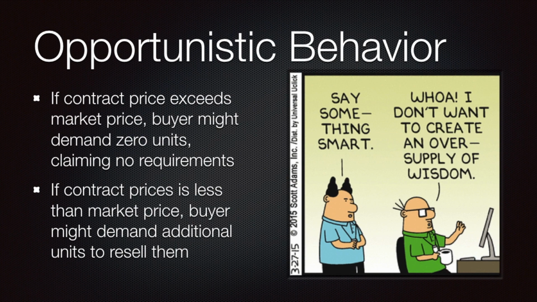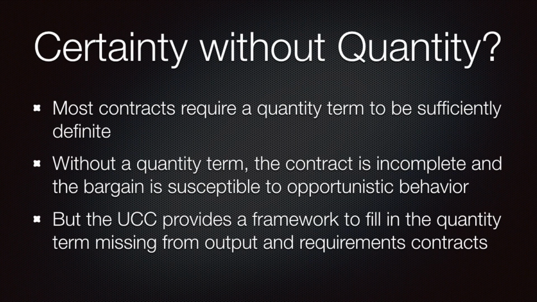If you have a contract to purchase all of your pencils from Office Depot, and the contract is for 2 cents a pencil, and for whatever reason the price of pencils on the world market has dropped to $1.50 a pencil, you don't want to spend $2. You'd rather pay $1.50. On the flip side, if the contract price is less than the market price, the buyer might demand additional units. You have a great deal. You can buy as many pencils as you need for $2, and now pencils are worth $3 on the open market. So you'd like to purchase as many pencils as you can for 2 cents and resell them for 3 cents. This is the type of economic problem that arises when we have contracts without a quantity term.